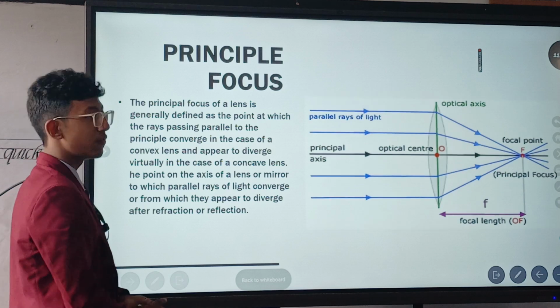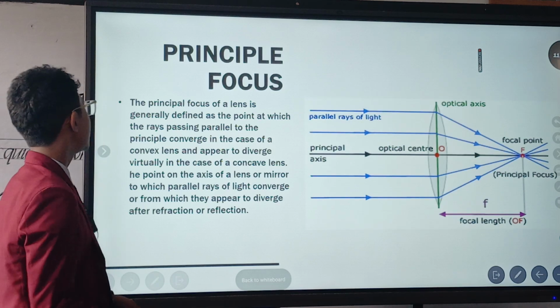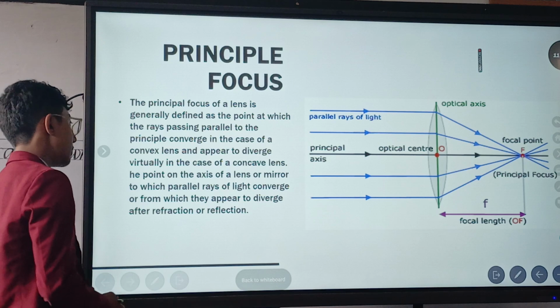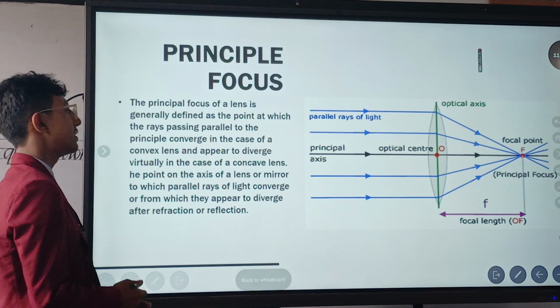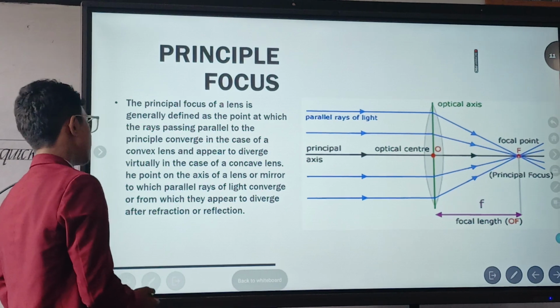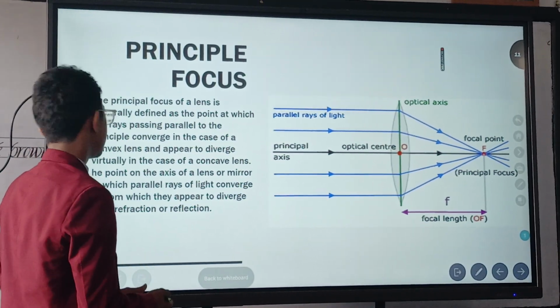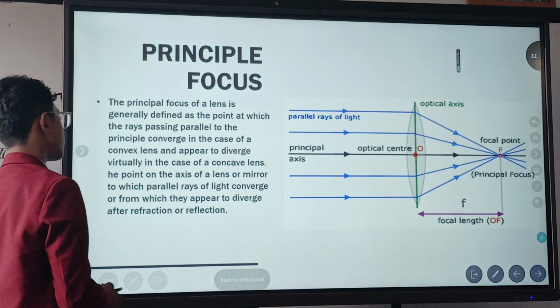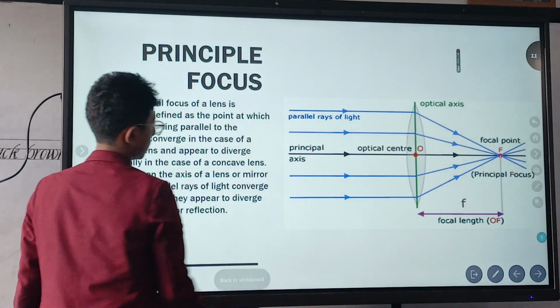Next one is the principal focus. The principal focus of the lens is generally defined as the point at which rays passing parallel to the principal axis converge in the case of a convex lens and appear to diverge in the case of a concave lens. It is the point on the axis of the lens or mirror to which parallel rays of light converge or from which they appear to diverge after reflection or refraction.